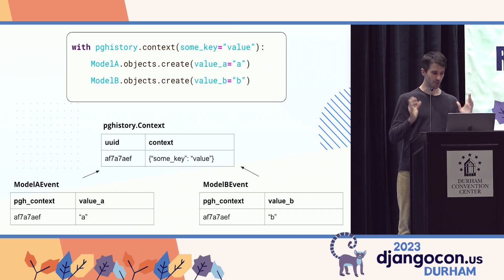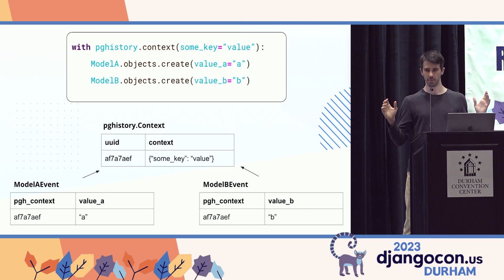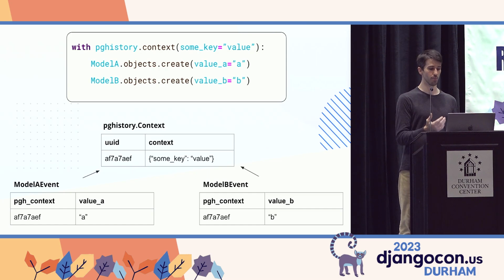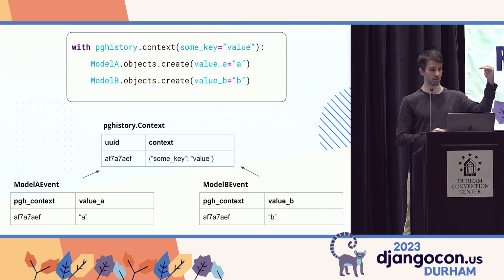So, the core pieces of context tracking: if there are 1,000 modifications that happen within a web request, you can go into the PG History context manager before the request. You can make all these modifications.